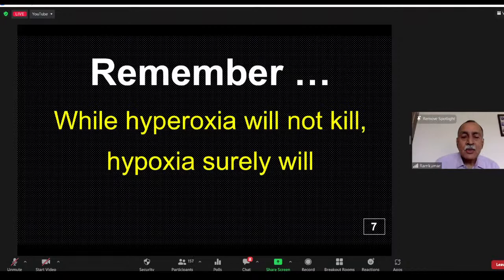Remember that you can administer oxygen as much as you want. Hyperoxia will not kill in a short-term administration of oxygen. If you administer 100% oxygen for days together, like in the ICU, you can, I agree, get pulmonary oxygen toxicity. But oxygen given at 100% level for short periods of time during airway management will not kill. But the bottom line is important. Hypoxia will surely kill. Please remember that while hyperoxia will not kill, hypoxia surely will. And that's what we are trying to avoid by oxygenation, reoxygenation, and continuous oxygenation.